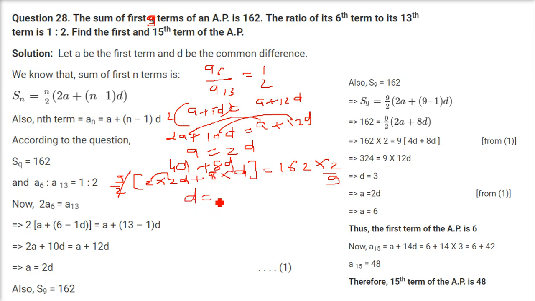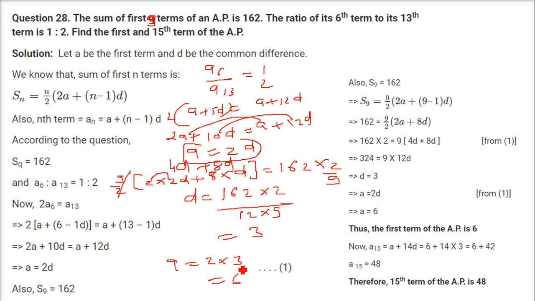So this becomes D equal to 162 by 12 and 9. So this is effectively you are going to get 3 only. So D is 3, and now A was what? A was 2D. So A equal to 2 into 3, that is 6. So A is 6 and D is 3. Find the first and 15th term. So first term is 6, right? What is the 15th term? A plus 14D. That is 6 plus 14 into 3, which is going to be 48.